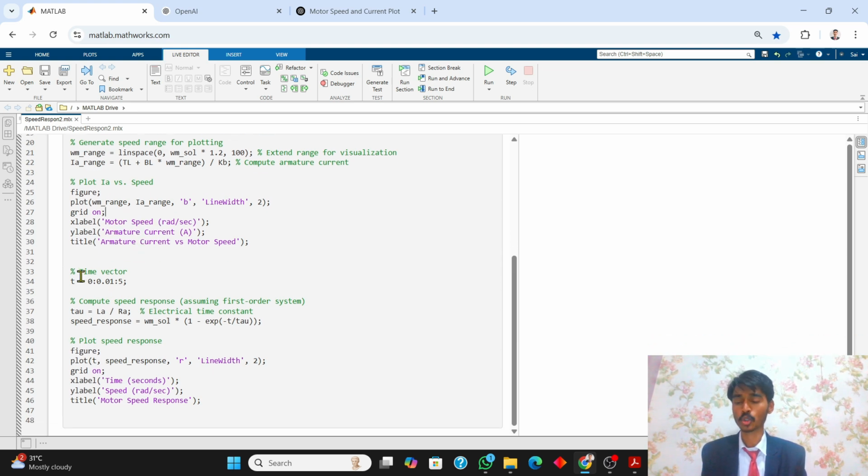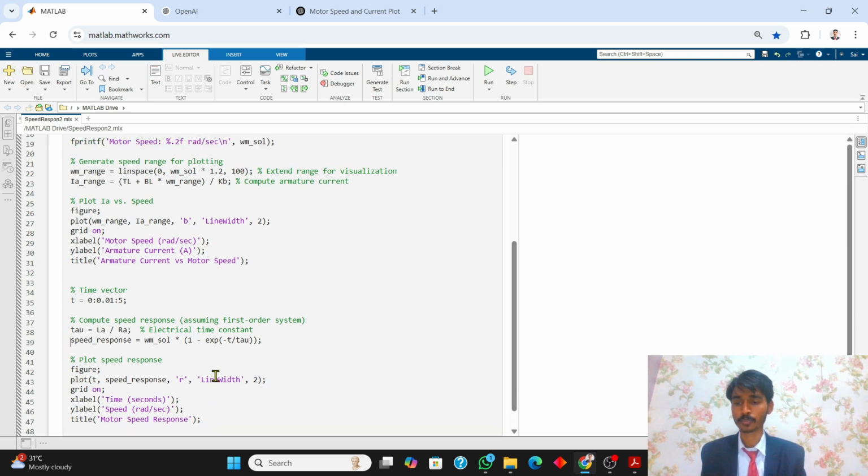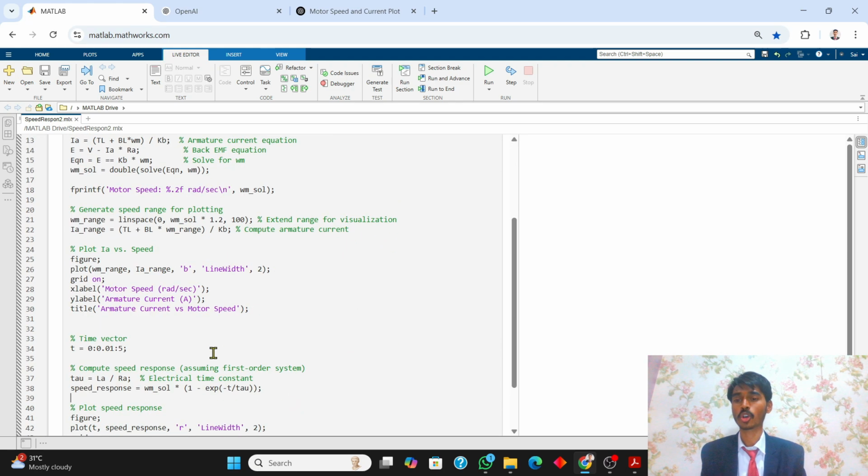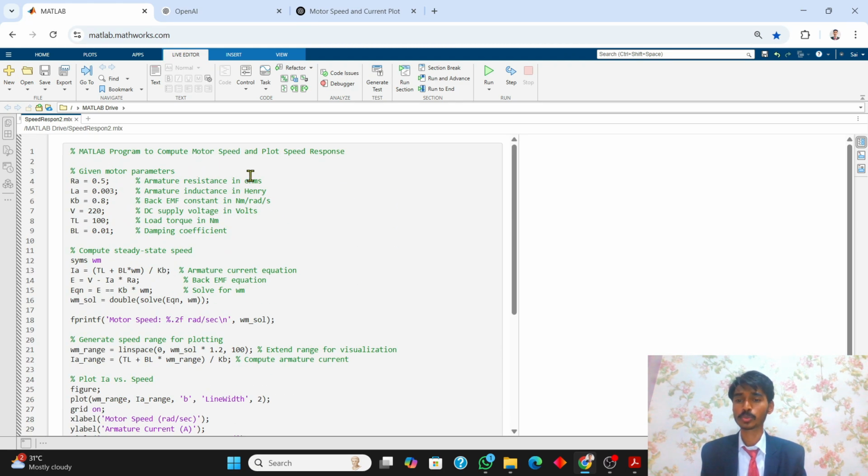Now we take a time constant for plotting the graph of the speed response as in a first order system. This is the time response for the motor speed. On the x-axis there is time and on the y-axis there is speed, and the title of the graph is motor speed response. Now this overall is the code for computing the motor speed and plotting the speed response, as well as plotting the armature current versus speed. Now run this code.